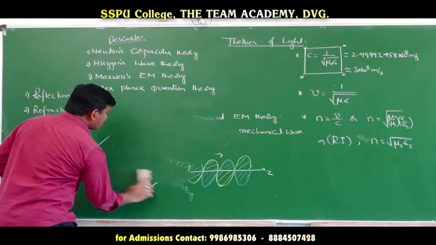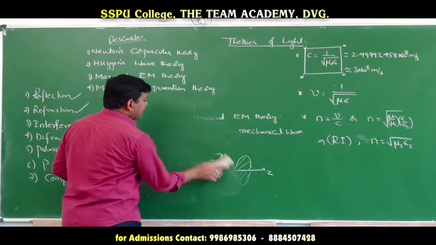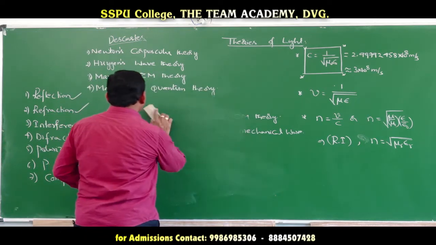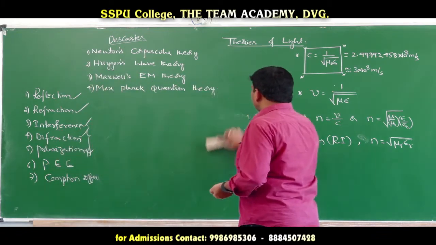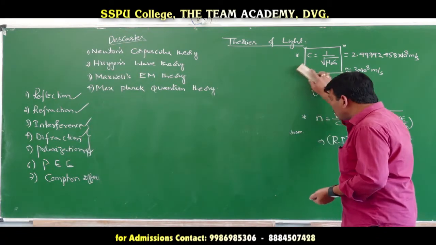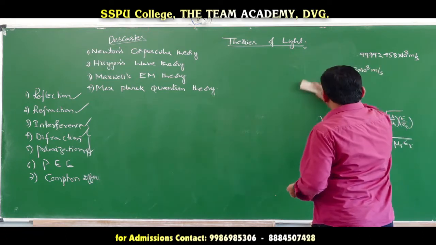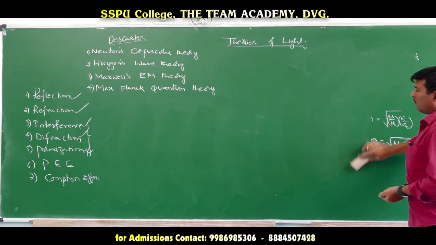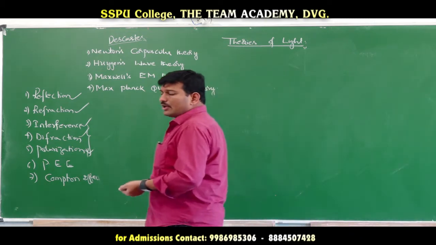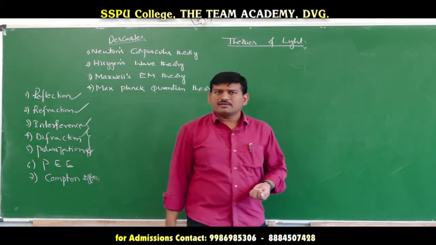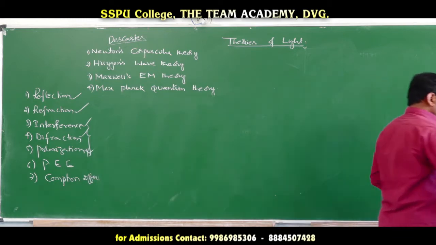And who has proposed this? Max Planck is the one who has explained this quantum theory of light. Actually, the quantum theory of light was proposed in order to explain the black body radiation concept.